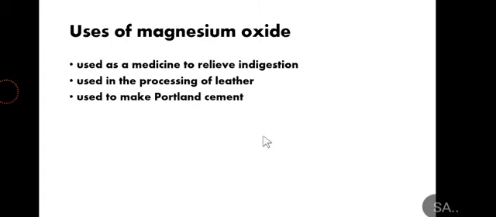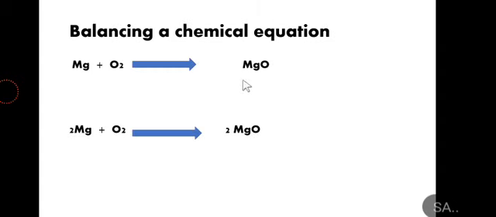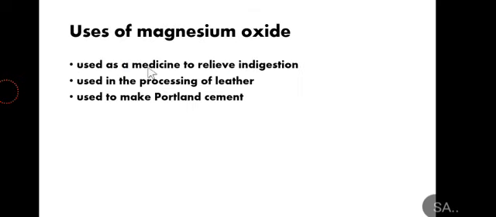Now we'll see the uses of magnesium oxide, because magnesium oxide is formed as a result of the reaction between the two reactants, magnesium and oxygen. It is used as a medicine to relieve indigestion. Magnesium oxide is also used in the processing of leather, and it is also used to make cement.